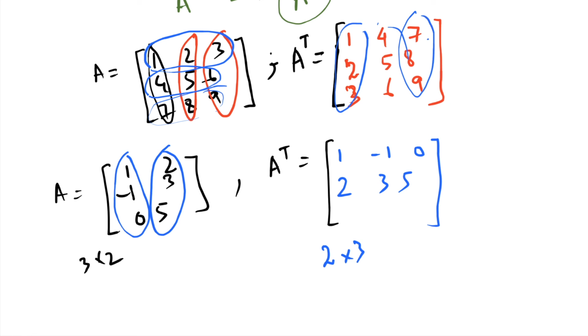And you can check it out even in this example. So 1, 2 is the first row, and this becomes the first column here. Minus 1, 3 is the second row, and this becomes the second column here. 0, 5 is the third row, and this becomes the third column here of A transpose.